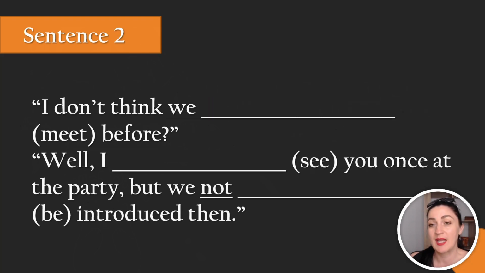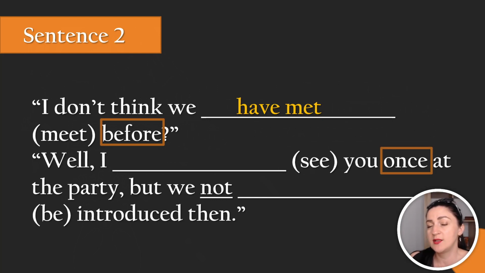Next example. I don't think we meet before. Well, I see you once at a party, but we not be introduced then. The word before points to the period lasting from, let's say, our birth until this moment, the moment of speaking, which is a clear indication that we need to use present perfect simple, of course. The next sentence contains the word once, which suggests one particular point in the past, which means we need to use simple past tense of the verb see.